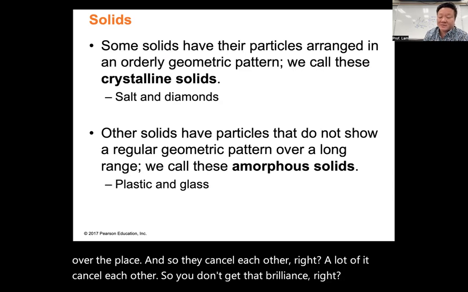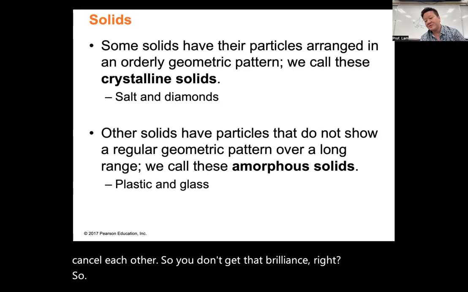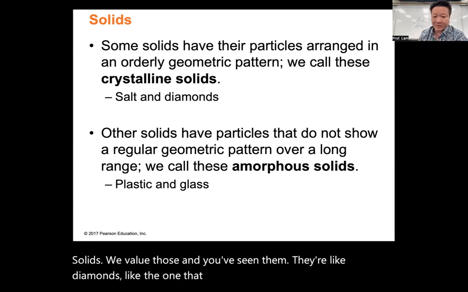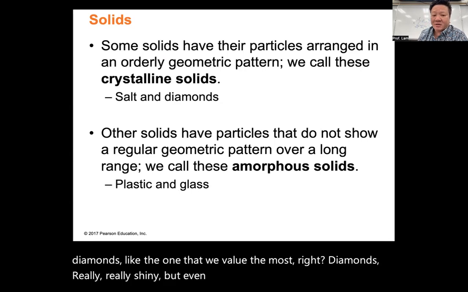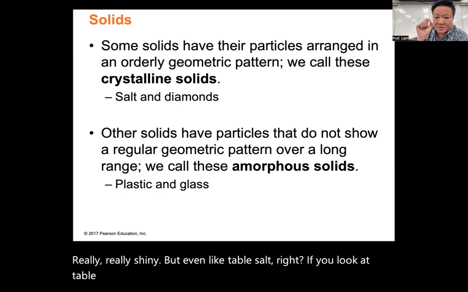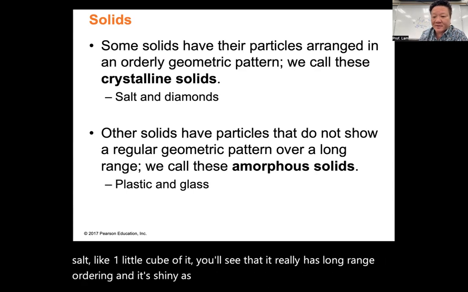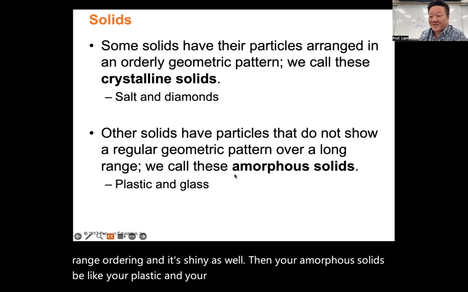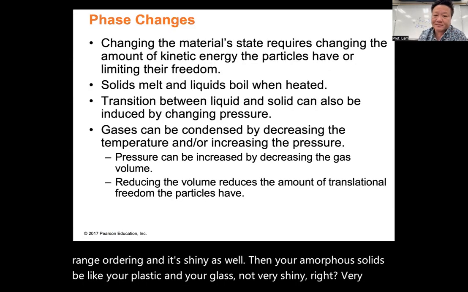So crystalline solids, we value those. And you've seen them, like diamonds, like the one that we value the most. Diamonds are really, really shiny, but even table salt, if you look at one little cube of it, you'll see that it really has long range ordering and it's shiny as well. Then your amorphous solids are like your plastic and your glass, not very shiny. Very dull, boring.